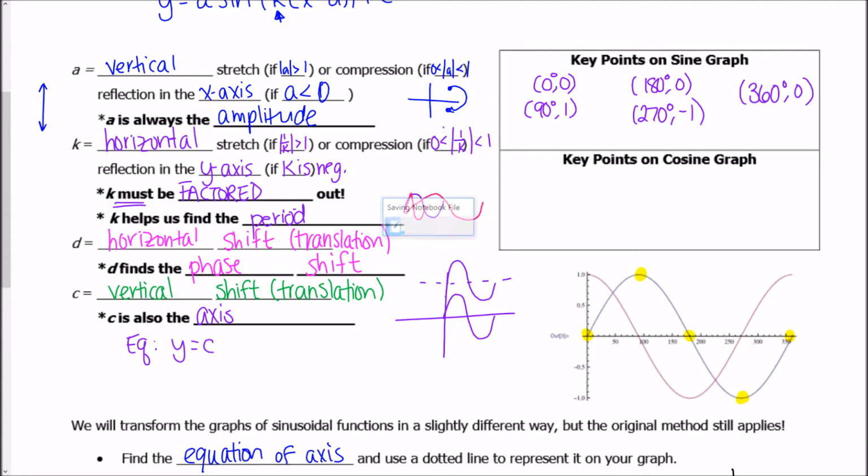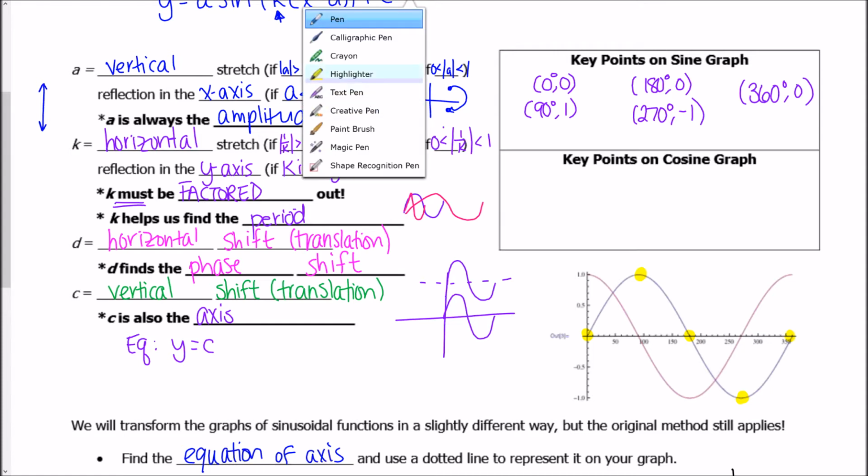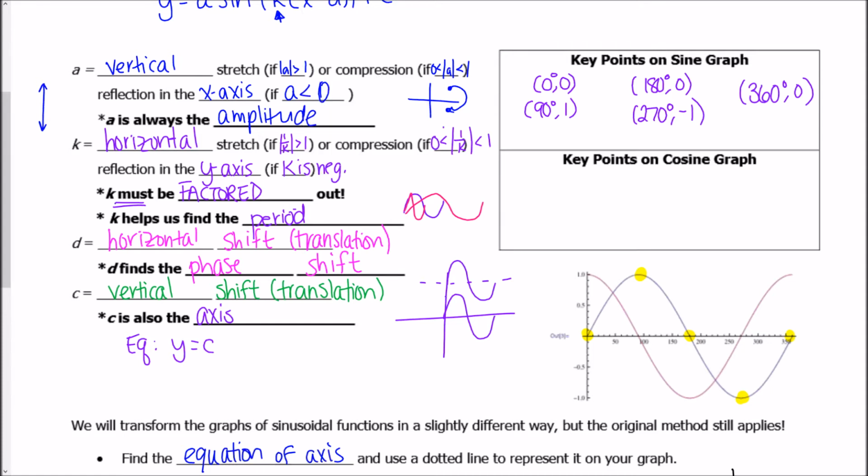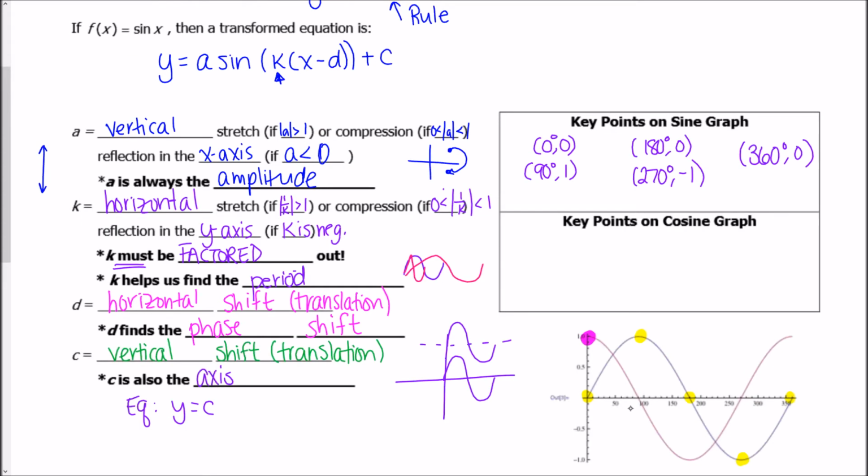Okay? Now, for the cosine graph right here, remember the cosine graph starts at the maximum right here, and then it reaches the axis at 90 degrees, and then it reaches its minimum at 180 degrees. It reaches the axis again at 270 degrees, and then it reaches its maximum again at 360. So that's how it completes that full cycle.